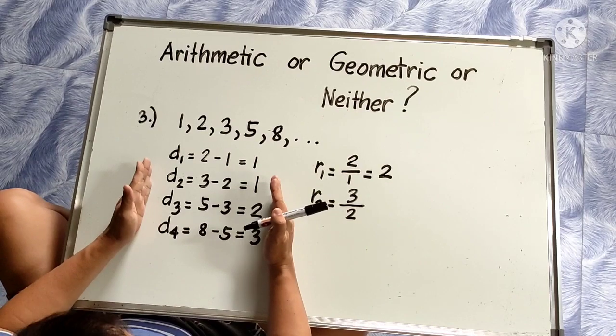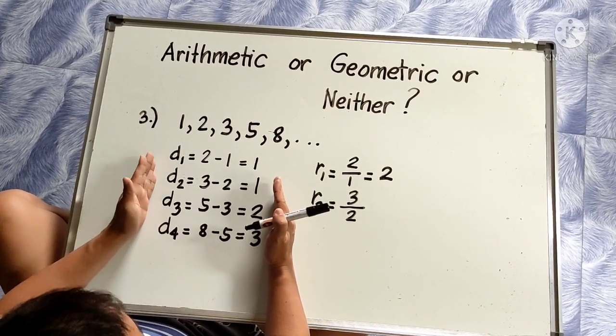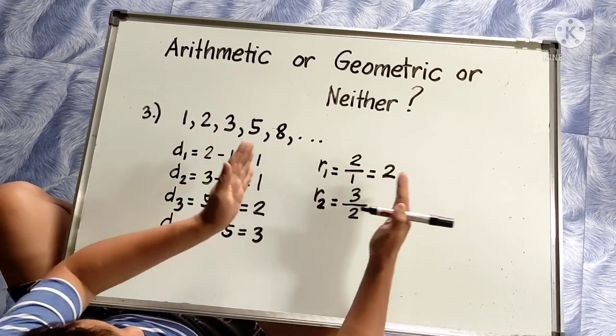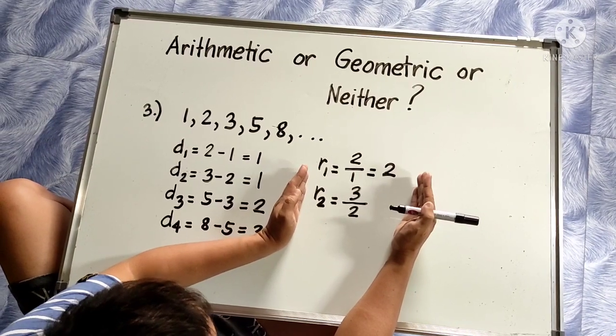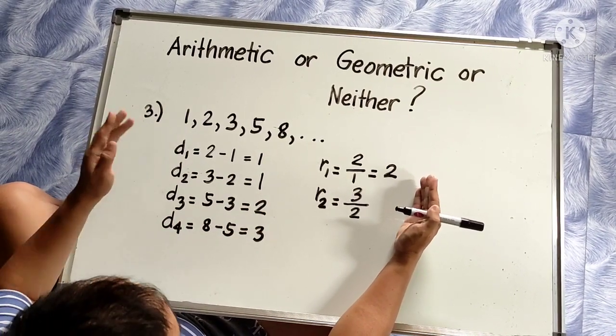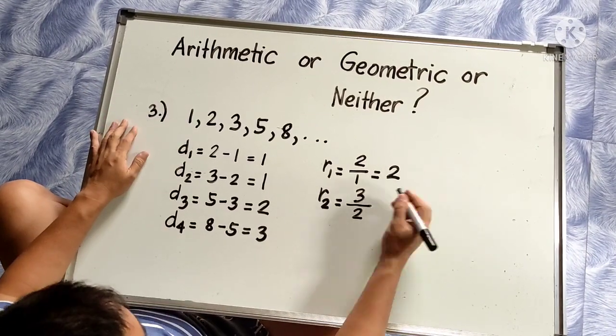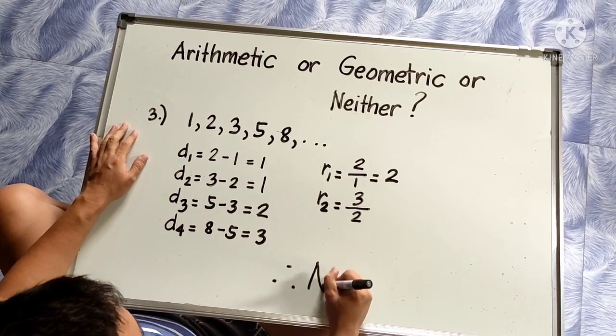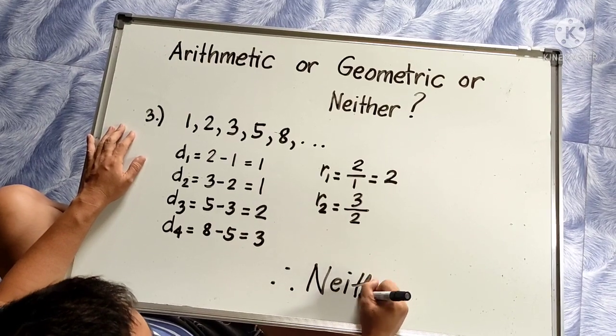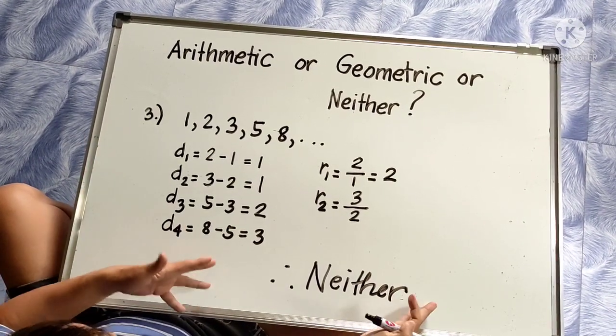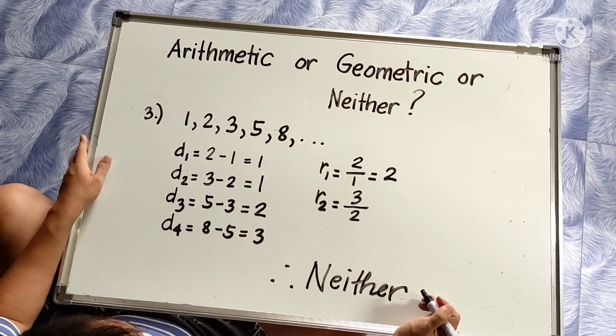So it doesn't have a common difference. It doesn't have a common ratio also. Therefore, we can say that number 3 is not arithmetic. It's also not geometric. Therefore, your answer would be neither. That means it's neither arithmetic nor geometric.